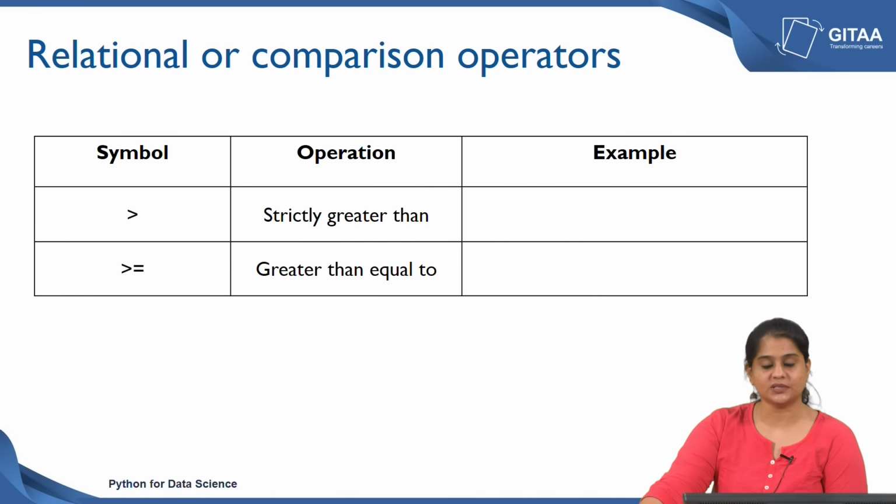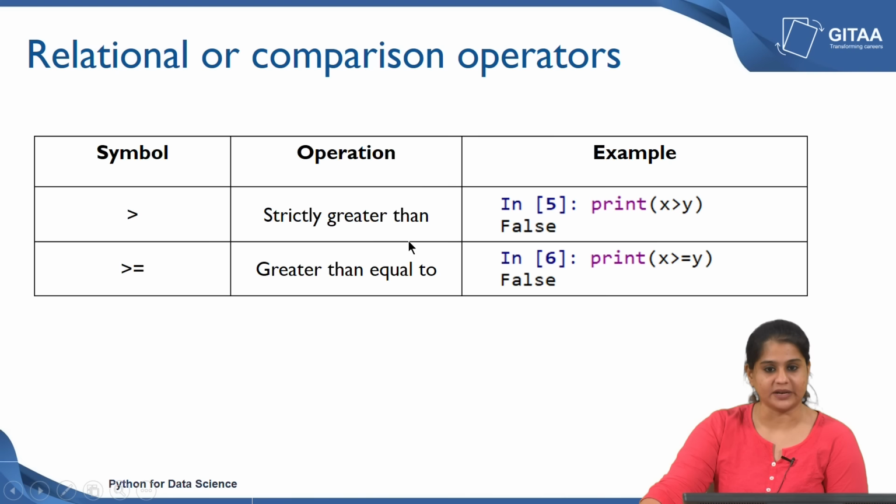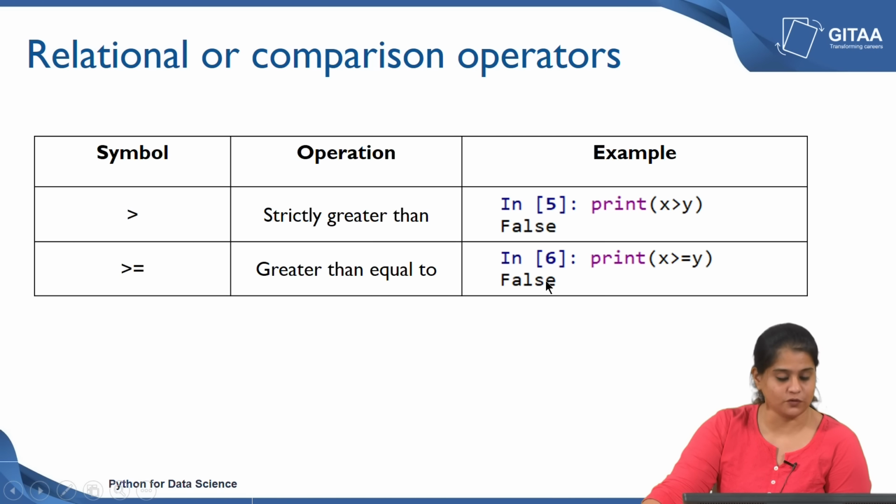So, similar to the strictly less than and less than equal to operator, you have the strictly greater than and greater than equal to operator. So, contrary to what a strictly less than operator does, in this case you are strictly checking whether x is greater than y. Of course, it is not and hence the output is false. For greater than equal to, you basically are checking whether x is greater than y or is x equal to y. So, both the conditions are false anyways, and hence the output that you get is also false.